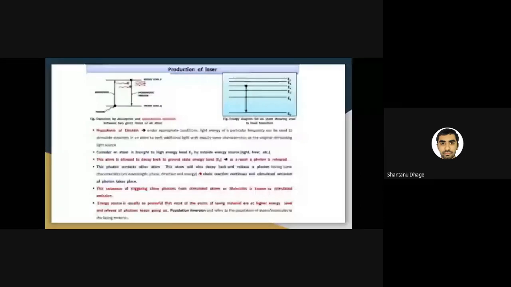Okay, and laser, as we know, the full form is light amplification by stimulated emission of radiation. That is what we call laser in day-to-day life. If one of these is 100% reflecting, at that time no laser light passes out.